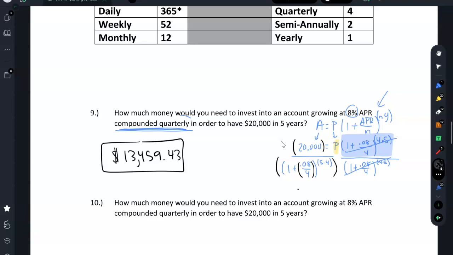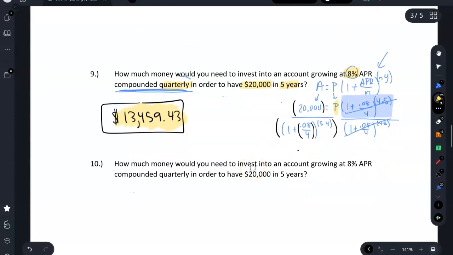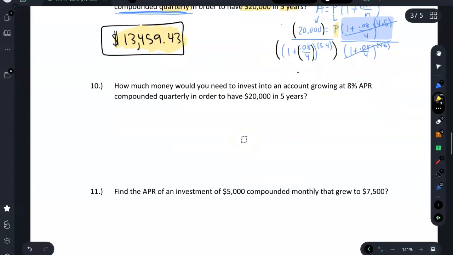But I would suggest in certain situations you probably do need to make sure that you are putting your fractions in parentheses. And the next thing I would suggest that you do is always look back at your answers and make sure they make sense. So this says that if I invested $13,459.43 at 8% compounded quarterly, in 5 years I would have 20,000. So make sure that logically you're not starting with less money than you're ending up with if it's something you're investing into that's growing at a certain percentage.